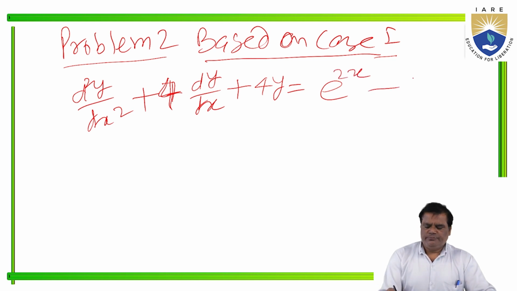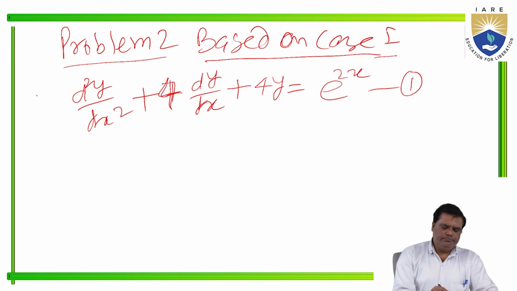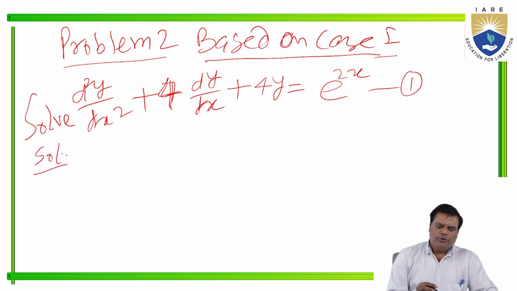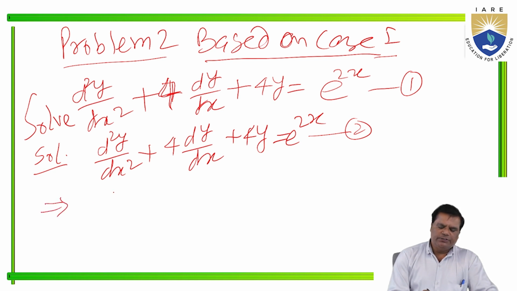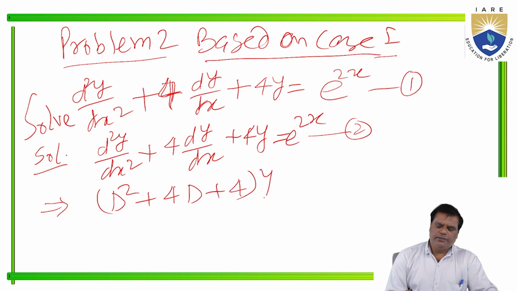This is the question. Now solving this. Solution: first of all, writing d2y over dx2 plus 4 dy over dx plus 4y is equal to e to the power 2x. This is question 2. Now I am writing this equation as D square plus 4D plus 4, into y, is equal to e to the power 2x. This is equation 3.